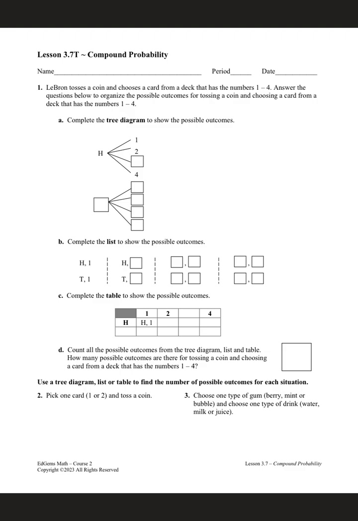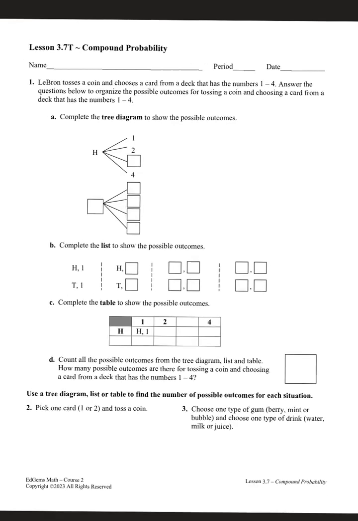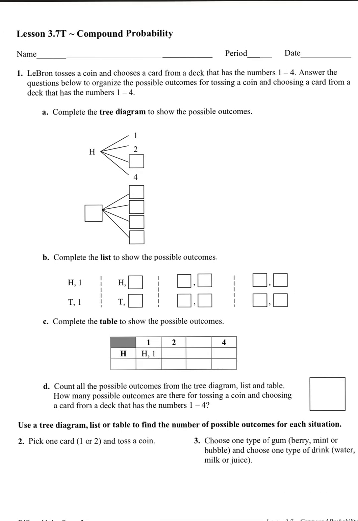Okay, so in this part of the video, we're getting into the worksheet here. So I'm going to expand the video screen just a little bit so you guys can see what I write, and hopefully it makes more sense to you. So anyways, let's take a look at number 1. Number 1 says LeBron tosses a coin and chooses a card from a deck that has the numbers 1 through 4. Answer the question below to organize the possible outcomes for tossing a coin and choosing a card from the deck that has the numbers 1 through 4.